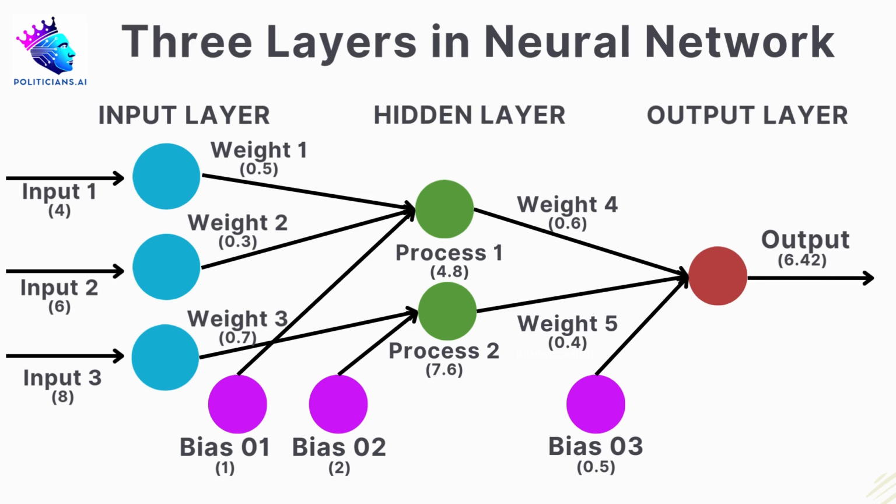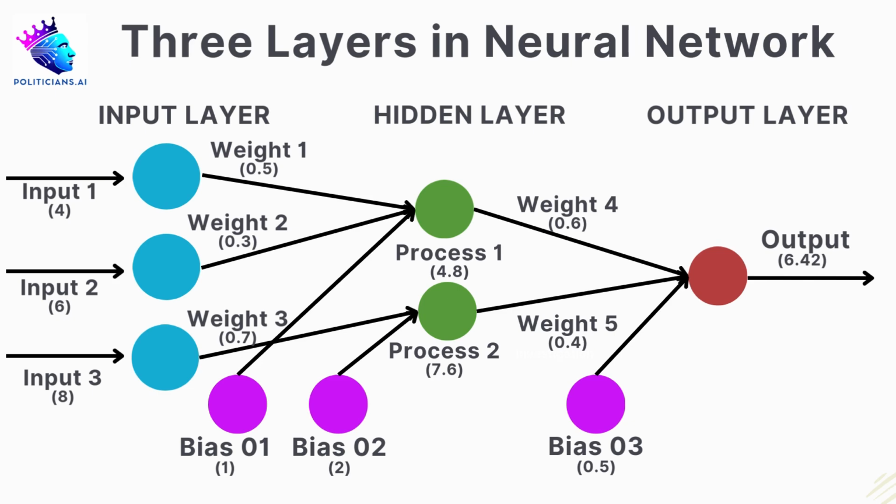Now that we understand the layers, let's talk about two key components that make neural networks work: weights and biases. Weights. In the diagram, you'll notice that each connection between layers has a weight. These weights determine how important each input is to the next layer. For example, input 1 is connected to process 1 with a weight called weight 1. Similarly, input 2 has a weight called weight 2. Weights adjust the influence of each input on the network's final output. A higher weight means that input has a stronger impact on the result.